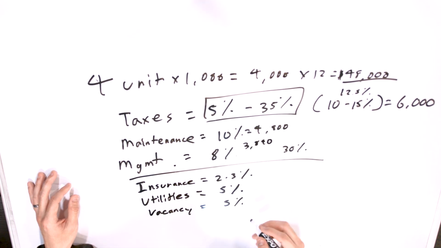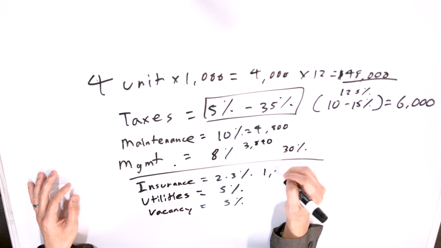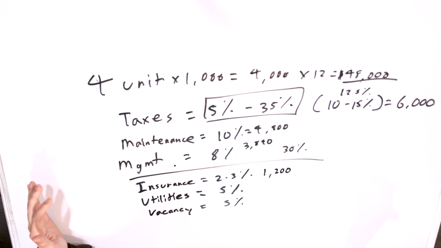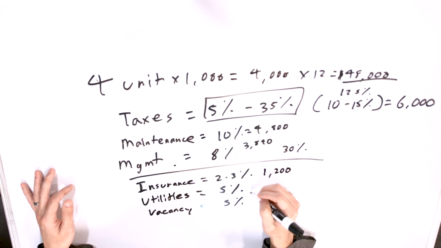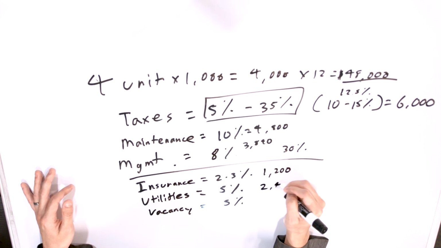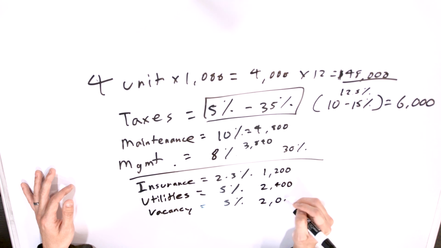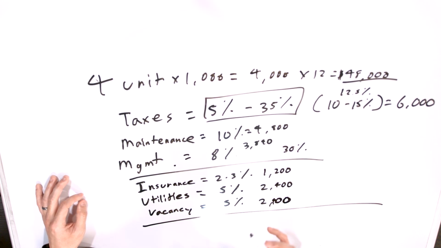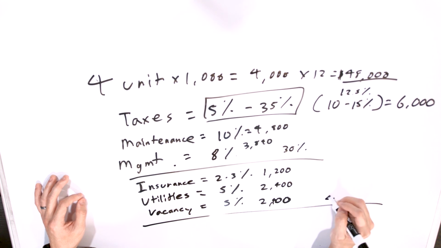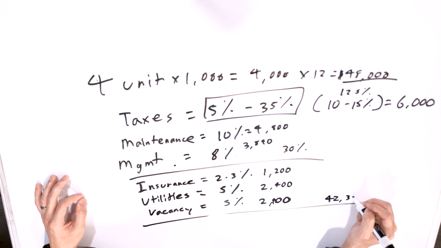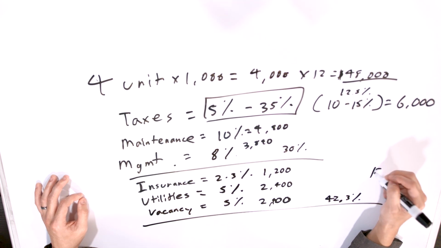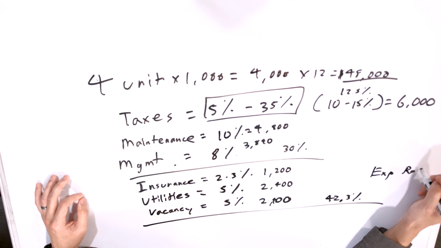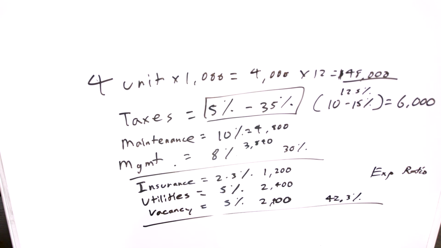And then we got insurance, right? Insurance, we're looking at about $1,200, if we're going between 2 to 3% and going right in the middle. With 5%, we're getting $2,400, and same thing with vacancy. Now, if we add up all the numbers, right? We added 30% plus 2 to 3% plus 5, right? We're going to get, based on our numbers here, about 42.3% in terms of what's known as our expense ratio. And that is the ratio of how much our expenses are according to our gross income.